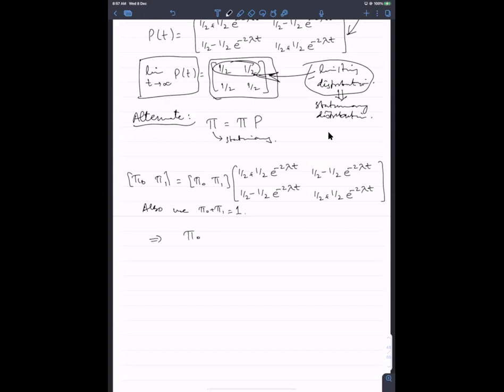Turns out that pi 0 is equal to pi 1, and it cannot be different from 1 by 2. If I have a limiting distribution of 1 by 2, then the stationary distribution will also be 1 by 2, because the limiting distribution is the same as the stationary distribution. Okay?